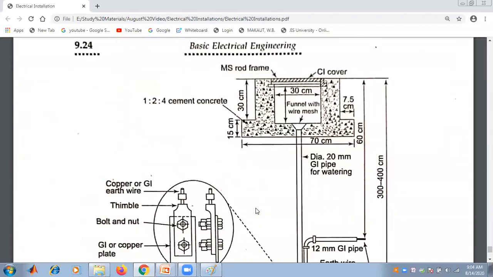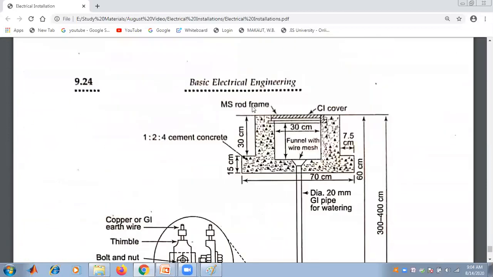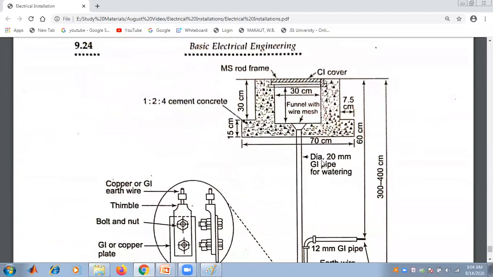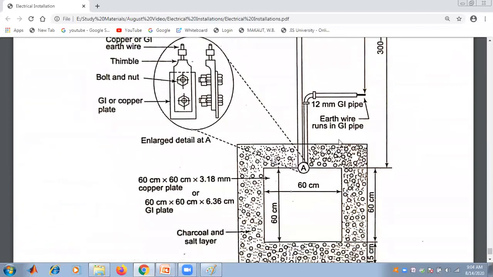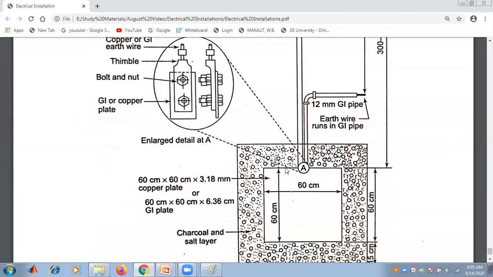So this is the pictorial view of plate earthing. It is clear that it is an MS rod frame and CI cover. All the dimensions are given. The cement concrete is 1:2:4. This is the GI pipe for watering of diameter 20 millimeter, and this is a 12 millimeter GI pipe for the earthing wire. Here we see the copper or GI earthwire, thimble, bolt and nuts, and the GI or copper plate. This one is the detail of that particular section.